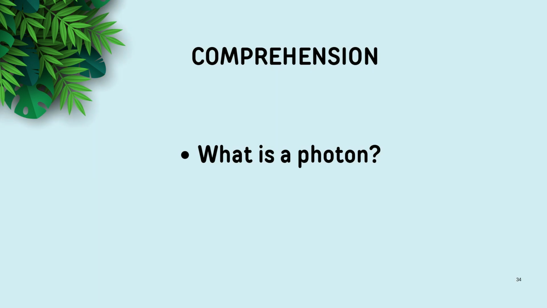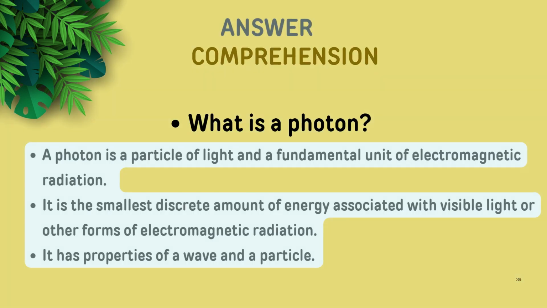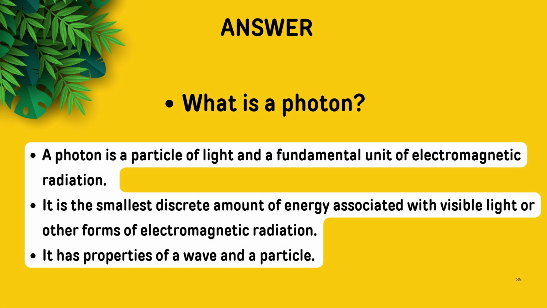Comprehension. What is a photon? A photon is a particle of light and a fundamental unit of electromagnetic radiation. It is the smallest discrete amount of energy associated with visible light or other forms of electromagnetic radiation. It has properties of a wave and a particle.